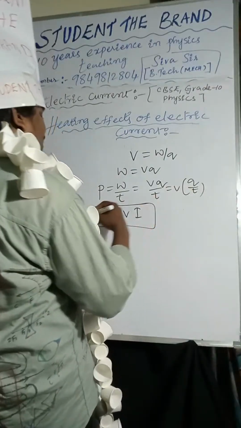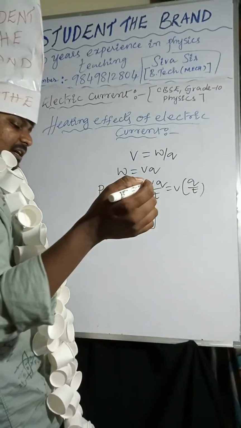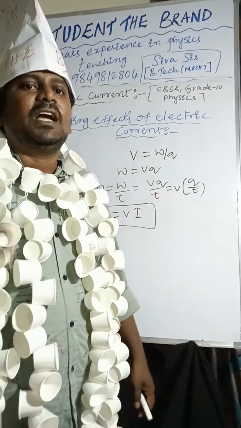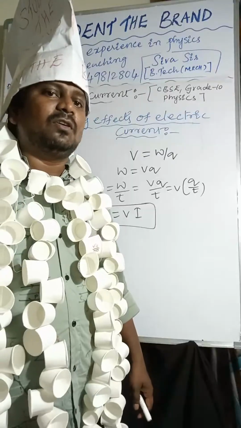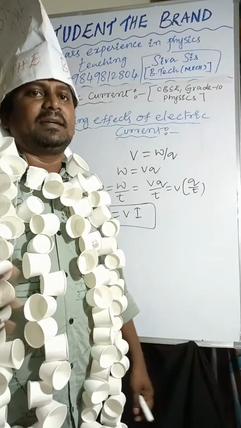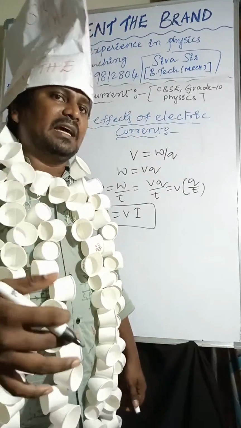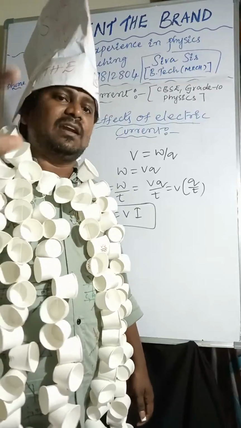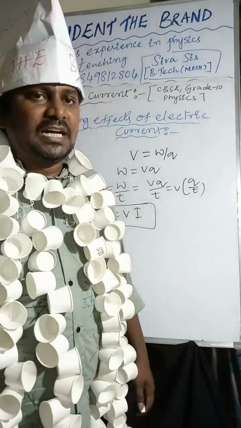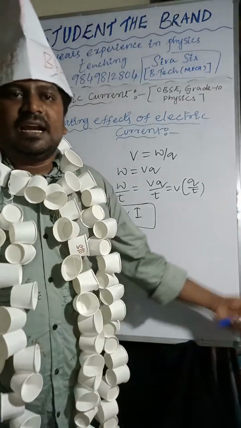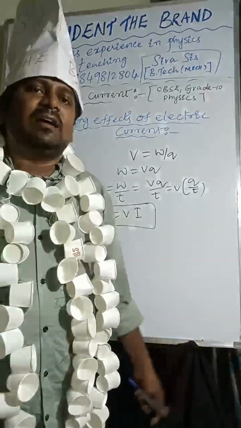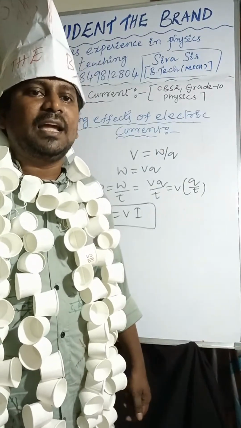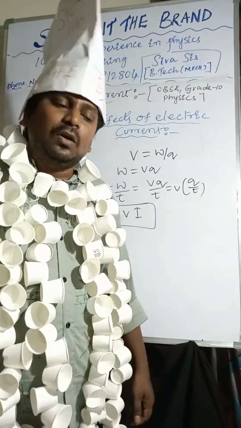Q by T is I. The rate of flow of charge is called electric current. I equal to Q by T.